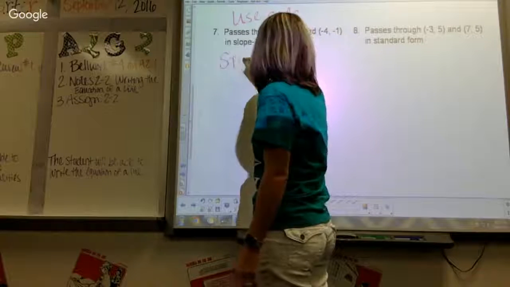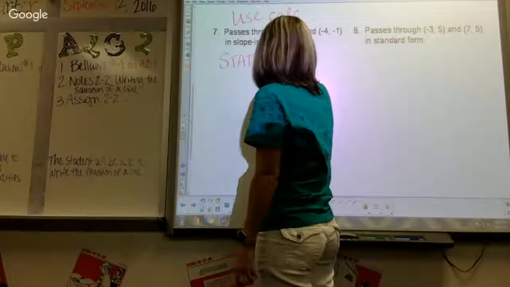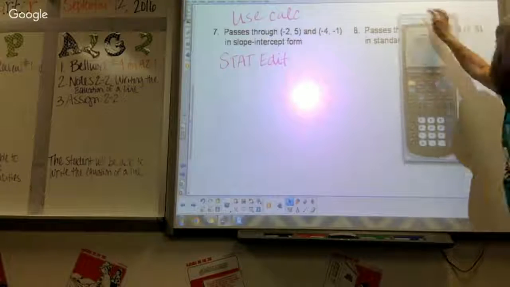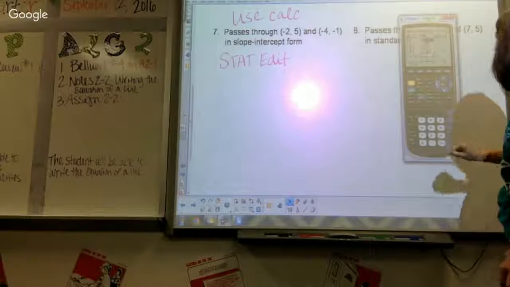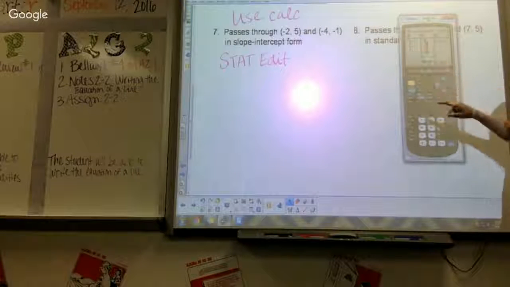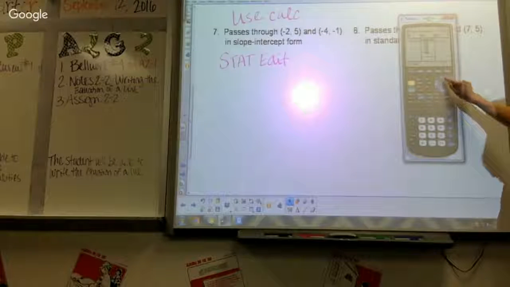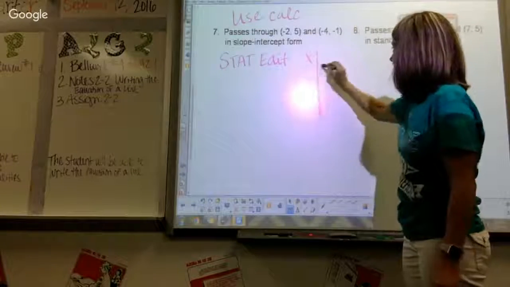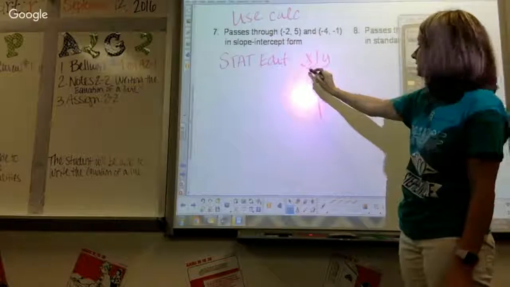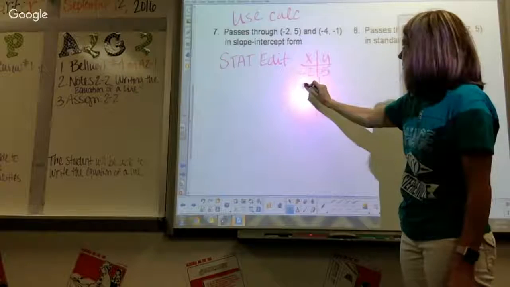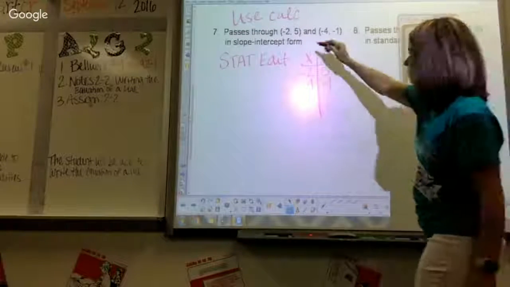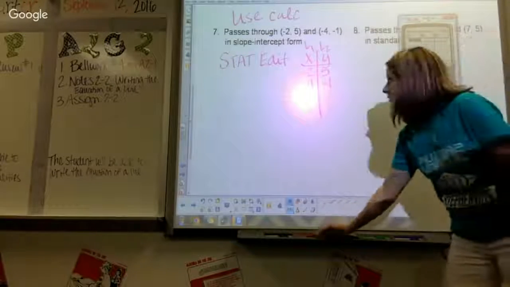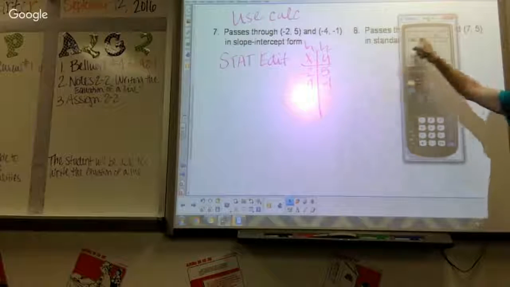You're going to go to Stat, Edit, turn on your calculator. If you're clearing out your list, make sure you go up to the top and then press clear. Up to the top, press clear. So what you're going to do is make your ordered pairs, turn those into your table. So the x values will go in the left side, and then your y values will go in the right side. So this will be your L1, and this will be your L2. So stat edit, L1 needs to be your x, L2 needs to be your y.